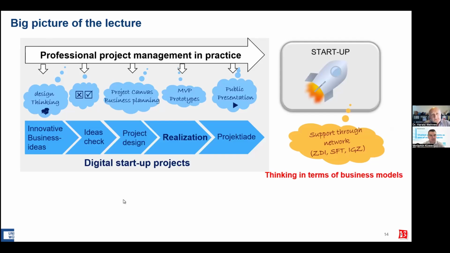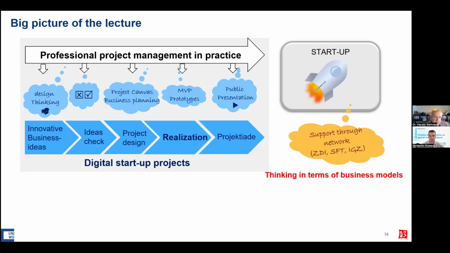Okay. The main part is a lecture, Professional Project Management in Practice, starting with development of innovative business ideas, checking these ideas, then developing the project design. Most of it is the realization of MVPs and prototypes, and at the end we have the public presentation of the results of the student projects. And the very good projects get support from other networks in Würzburg.